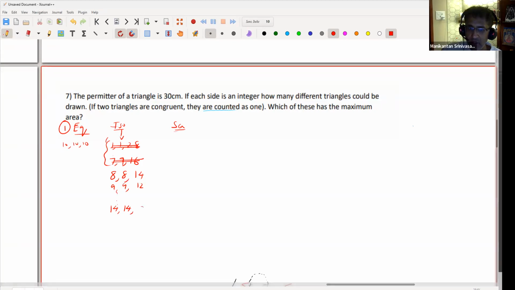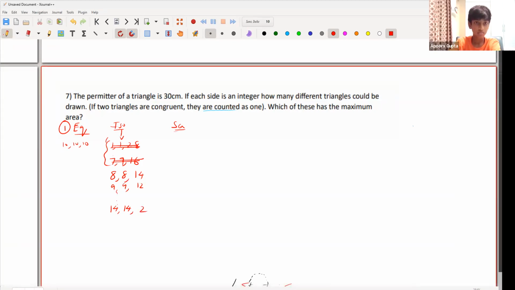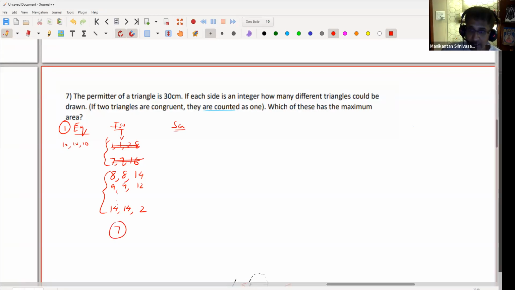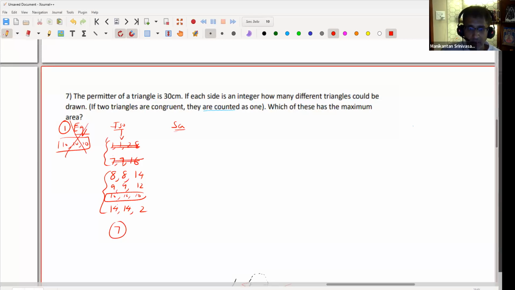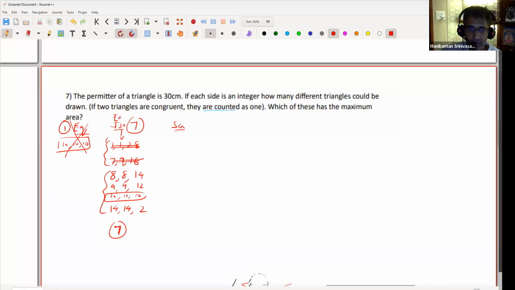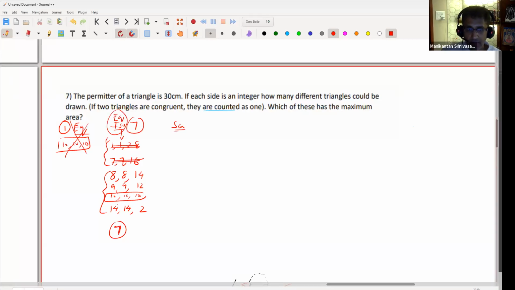14, 14 and 2 is possible. So there are 6 plus 1, which is 7 of them. But you should bear in mind that 10, 10, 10 came in between, which is already counted here, right? So either you don't count this separately and we'll count it as 7, right? Or you do whatever it is. So you can just say equilateral and isosceles. One of them is 1, but in total, this is 7. Does it make sense?